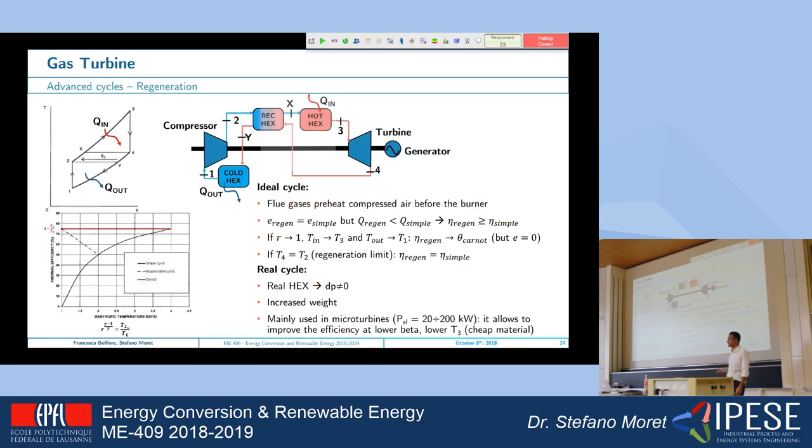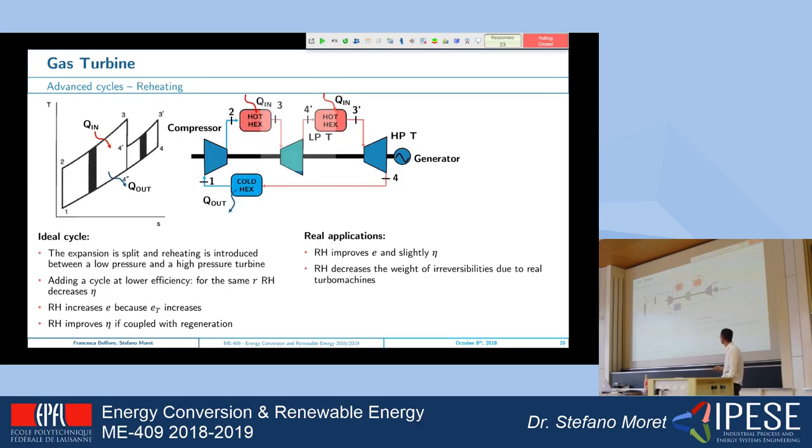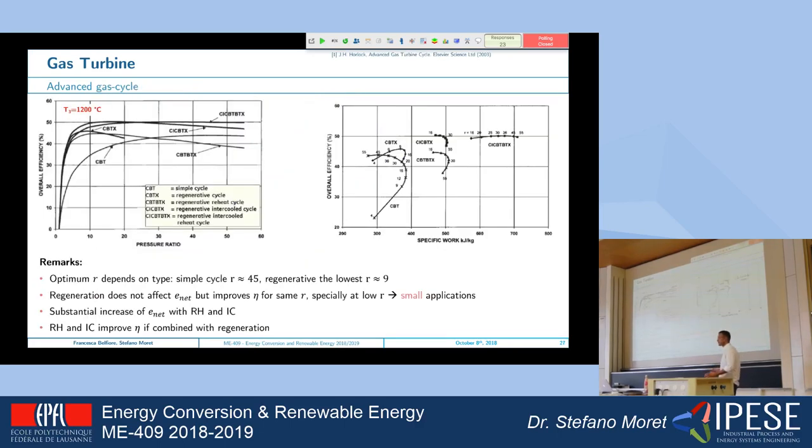So here you find on Moodle three slides about the details of these three items, which are not so relevant for the lecture now, so I leave them to you. What I want you to show is that by doing these improvements, you can increase the efficiency of a gas turbine. So if you see in this graph, here you have the efficiency of a standard gas turbine, so the simple cycle. What you see is that for a simple cycle, the optimal pressure ratio is around 45.